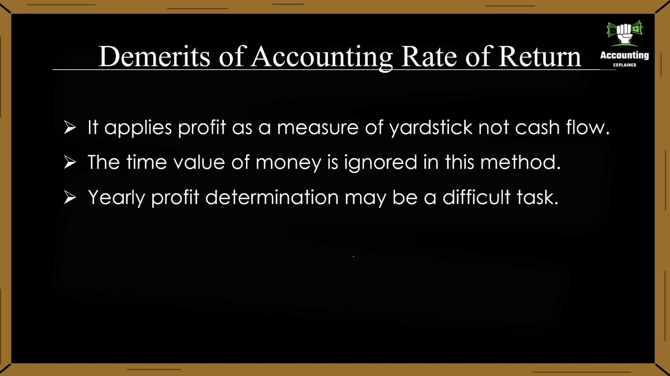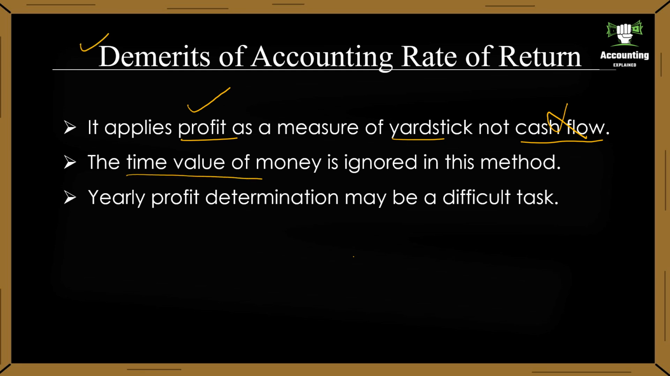Demerits of accounting rate of return. ARR applies profit as a yardstick of measurement and not cash flow. ARR considers only profit and does not consider cash flow. While capital budgeting methods mainly consider cash flow, ARR considers only profit. This can be termed as one of the demerits of accounting rate of return.